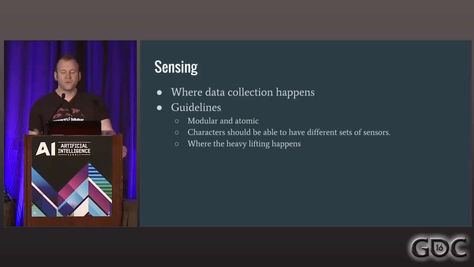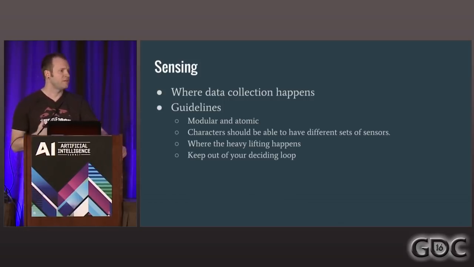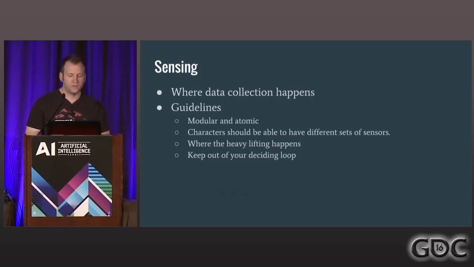Translating game state into world state can be very expensive, right? So we want to be able to bin, throttle, defer our work, anything we can do to handle that workload. Another thing that you should keep in mind is to keep sensing out of your deciding loop if it's possible. We just said it's expensive. We want to be able to quickly make decisions, so try to keep that stuff out.